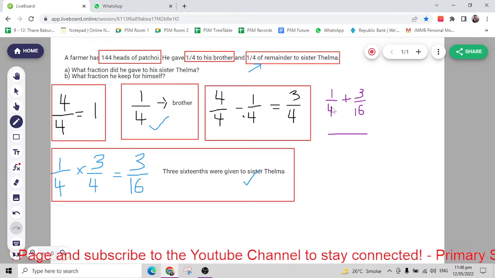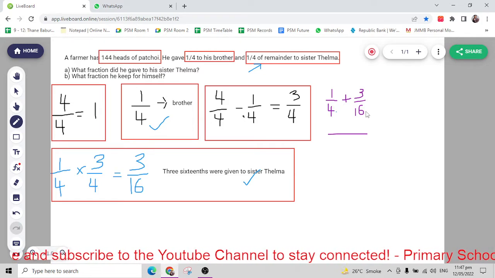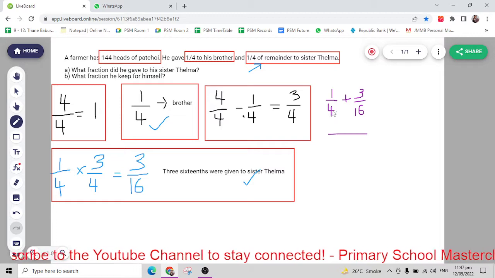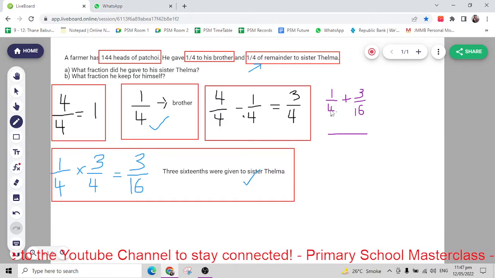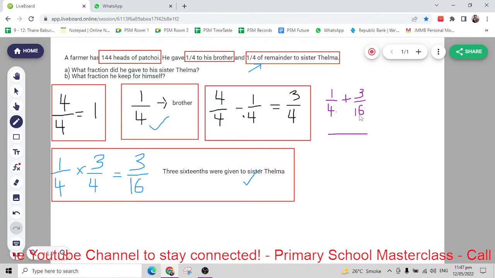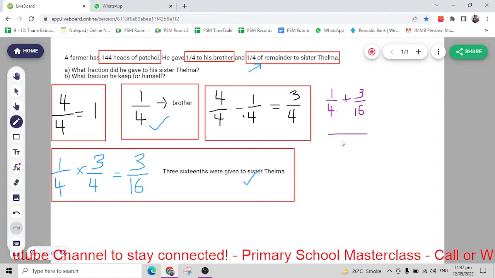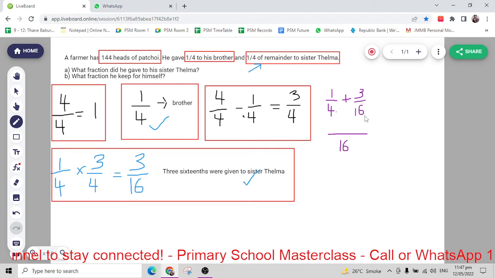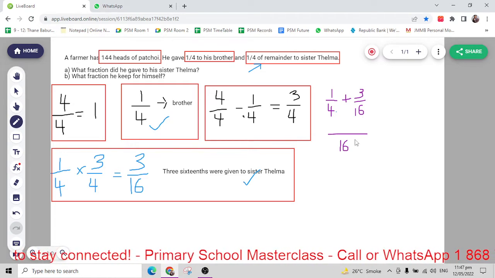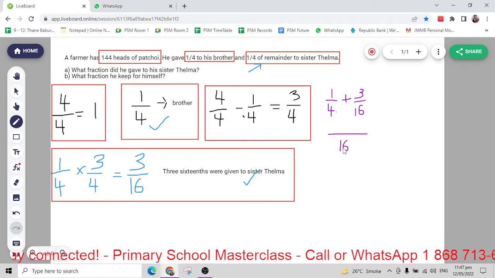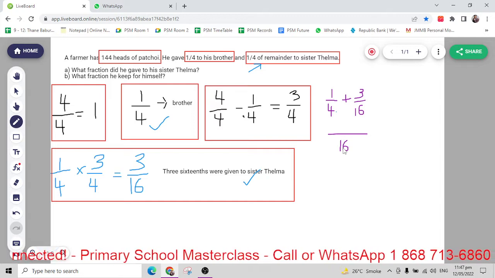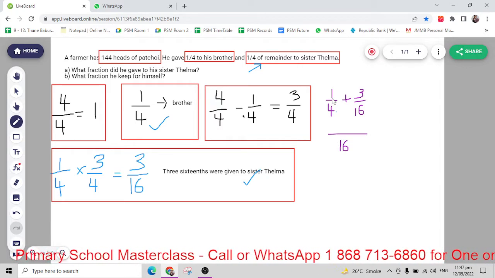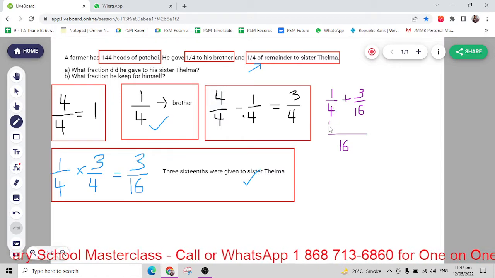So a quarter was given to the brother, 3/16 were given to Sister Thelma. Looking at the denominators, we have a 4 and a 16 here. What number can we use here? We can use 16. 4 can go into 16, 16 can go into 16. So 4 into 16 is 4. 4 multiplied by 1 is 4.